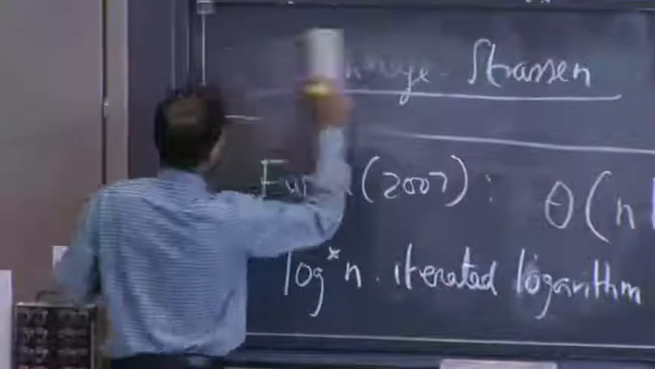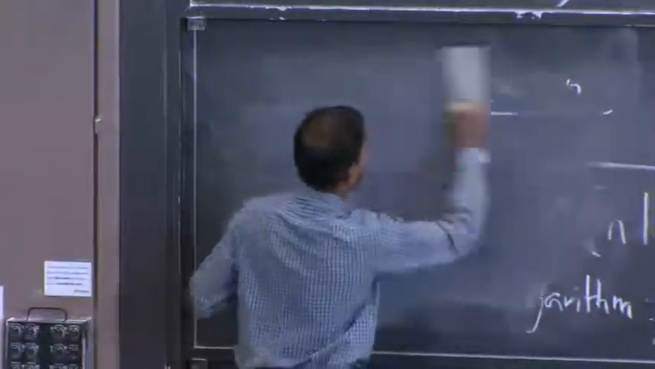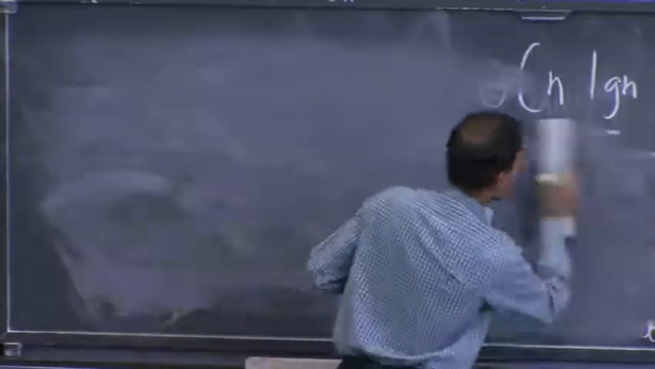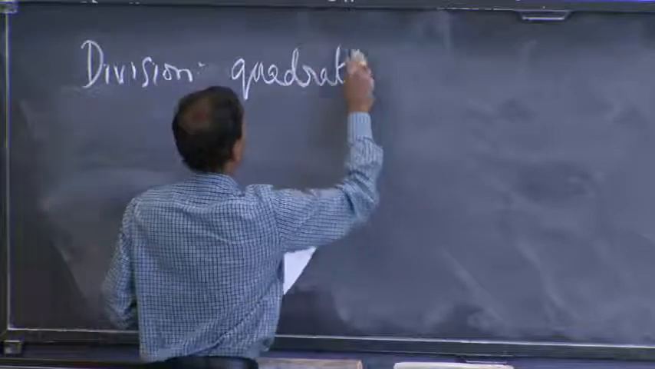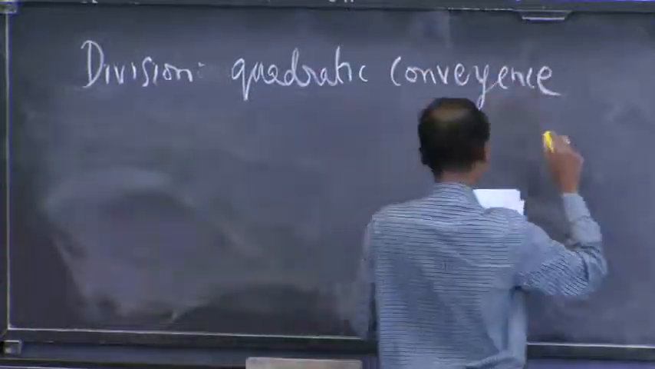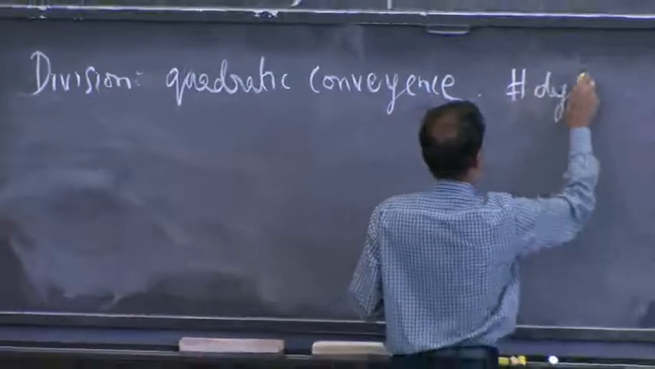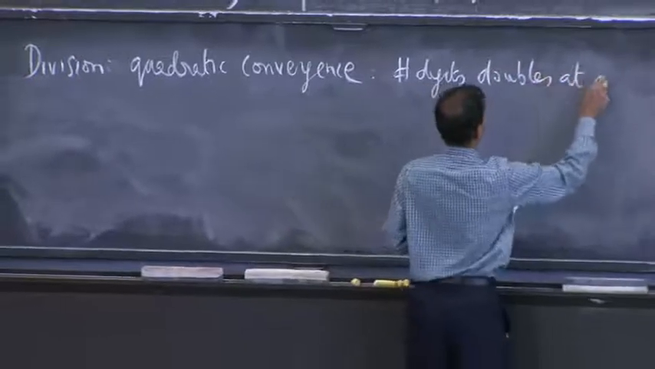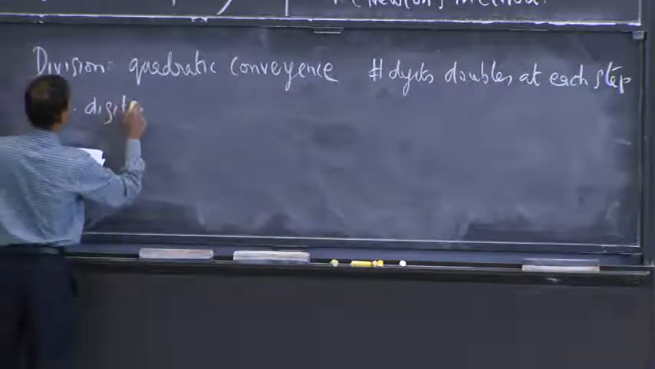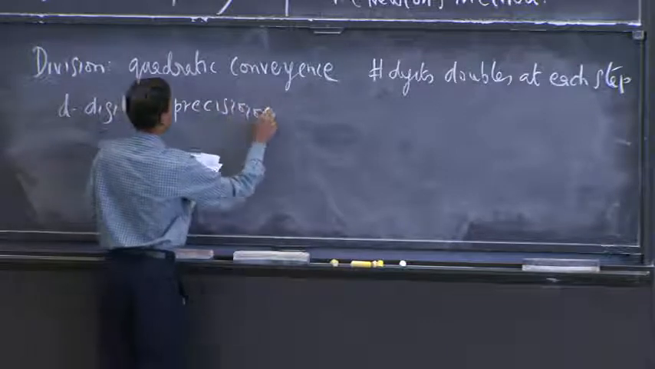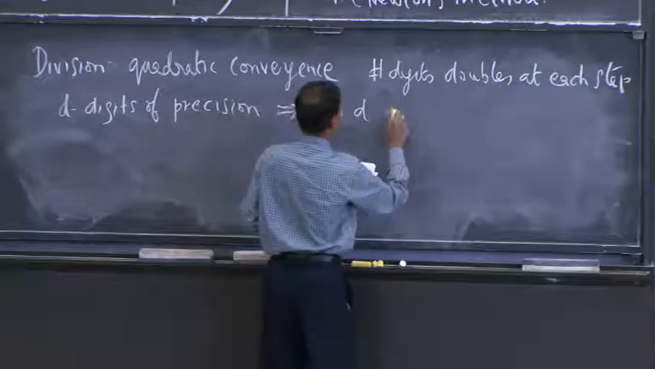I want to talk about complexity, and I promised that there was a subtlety associated with the complexity of division in relation to multiplication, but let me just write down what I just told you with respect to the number of iterations that division requires. So division has quadratic convergence. So the number of digits doubles at each step. Good news. So d digits of precision requires log d iterations.